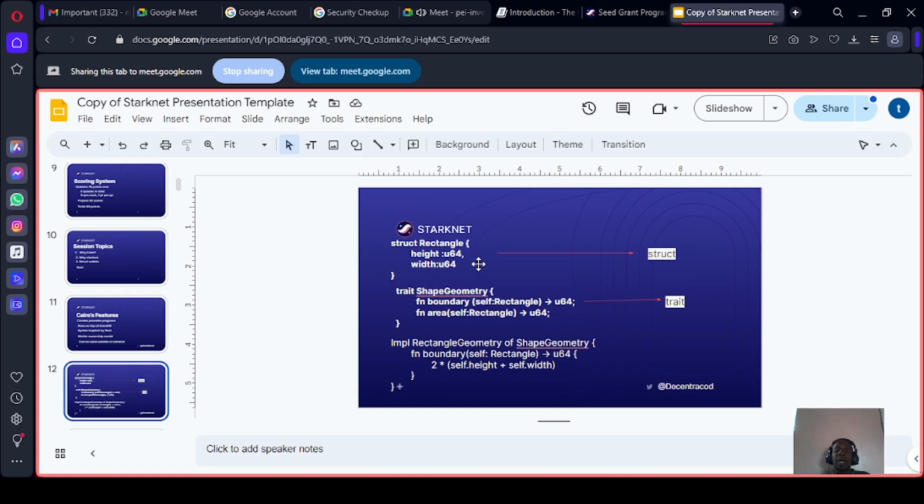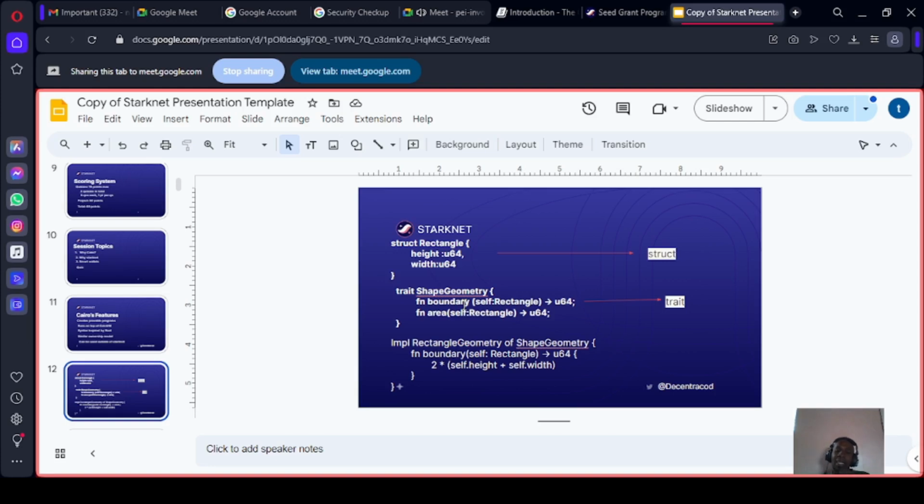And then the width as well, we have given it U64. So then a trait, in most languages like TypeScript, is similar to an interface. And a trait helps us declare the functionalities of the object of a struct. A trait can be used as well on other things like enums, yeah.